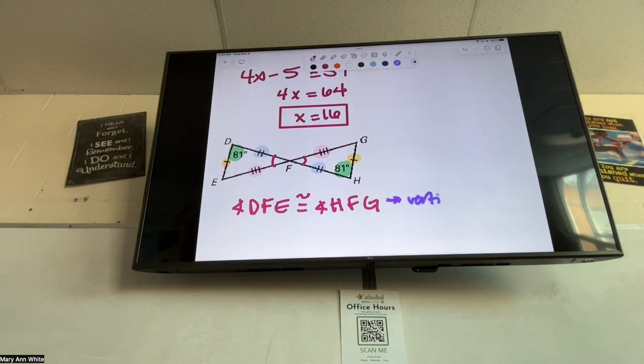Now, that being said, are there any other angles that we can mark as congruent here? Why are G and E congruent? Third angle theorem. We know that D and H are congruent. We don't know what the angles at F are. We don't know D, F, E, or H, F, G, but we know that they're the same, which means whatever it is, then E and G have to be congruent.